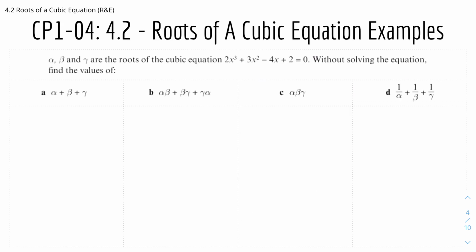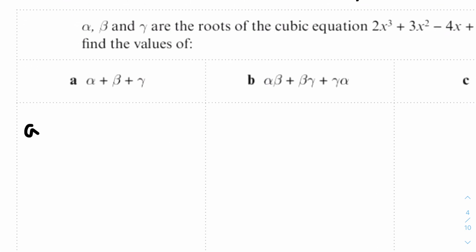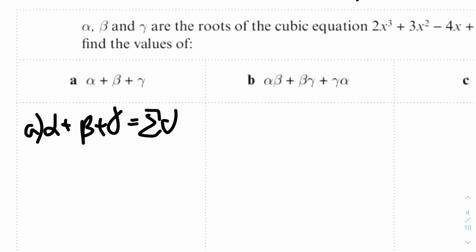And here we have an example for the roots of a cubic equation. Alpha, beta, and gamma are the roots of the cubic equation 2x cubed plus 3x squared minus 4x plus 2 equals 0. Without solving the equation, find the values of, part A, alpha plus beta plus gamma. We know that alpha plus beta plus gamma, the sum of the roots, is equal to minus b over a. Minus b is minus 3, and a is 2. Therefore, minus b over a is minus 3 over 2.